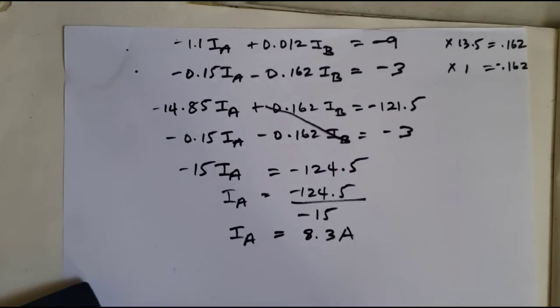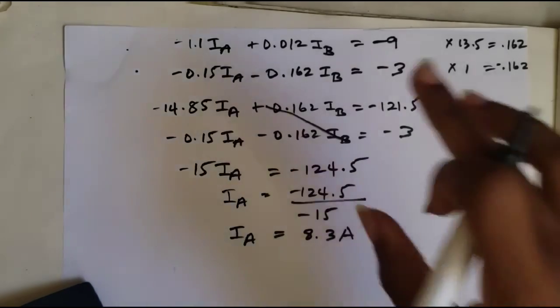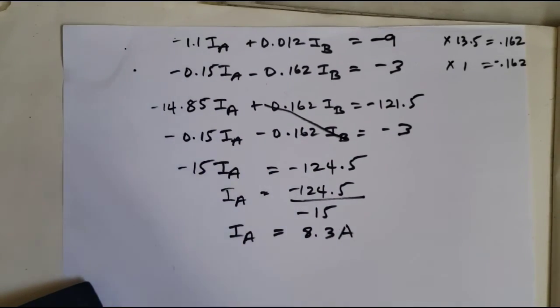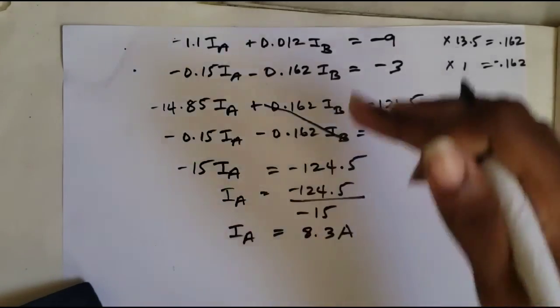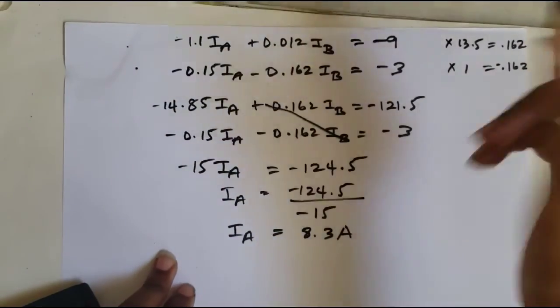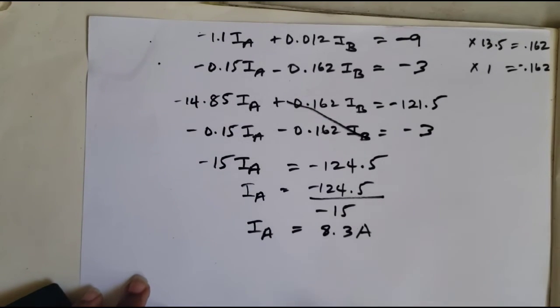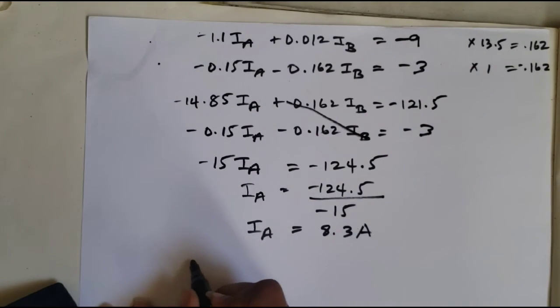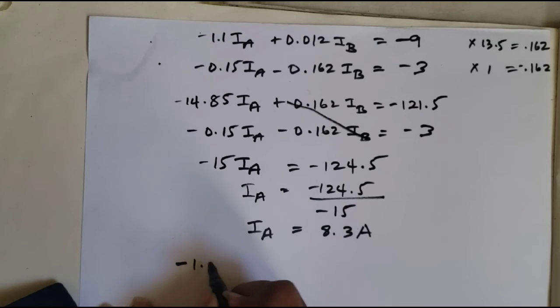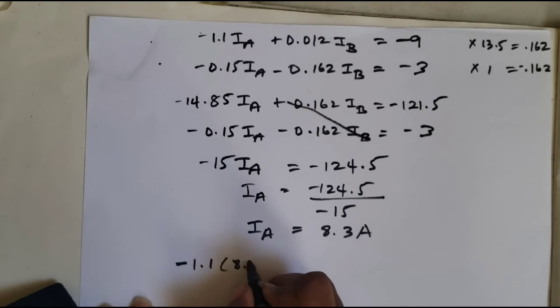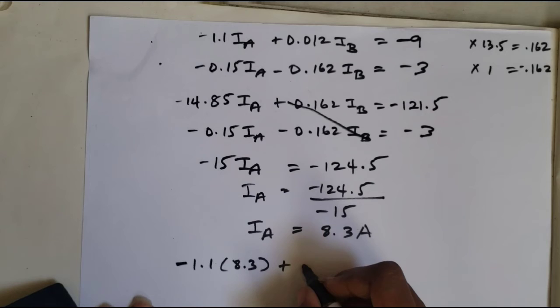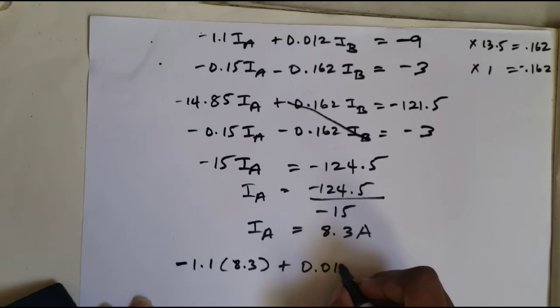Great. So, of course, as usual, once we have one current, that's the best thing, because we can just substitute it to find IB, right? Which equation? You can use any one. Of course, I normally just prefer anything that seems a bit less. So, well, today I'm just going to use a random one. I'm going to use the top one. So, negative 1.1, 8.3 plus 0.012.